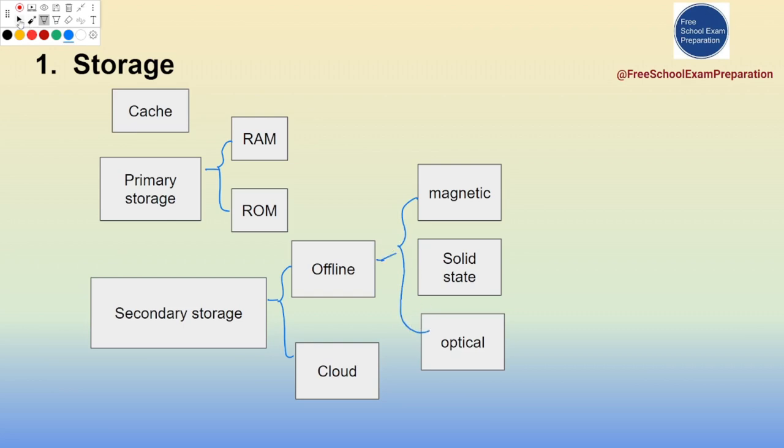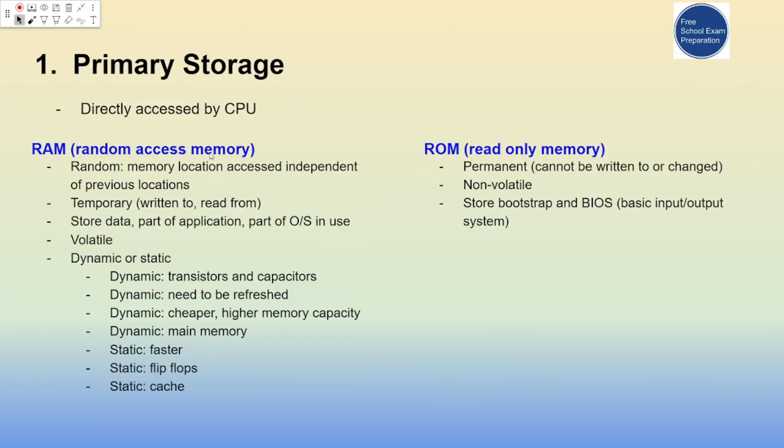Okay, so let's take a look at primary storage first. As we just mentioned, the CPU can directly access primary storage. There are two types of primary storage. The first one is called RAM, the second one is called ROM. Let's take a look at ROM first.